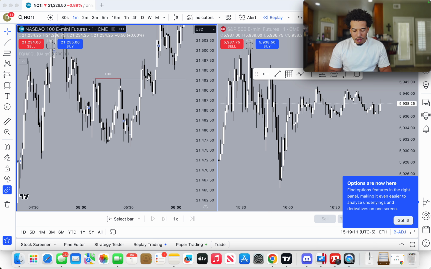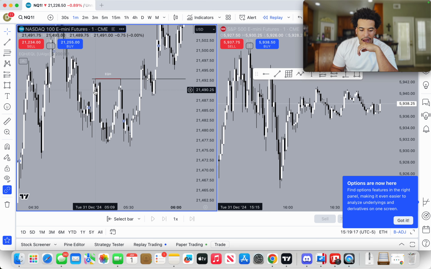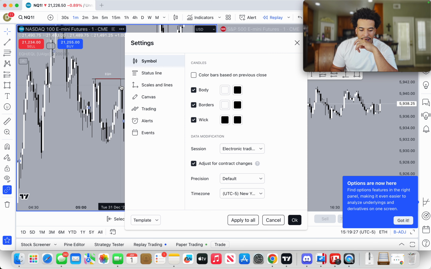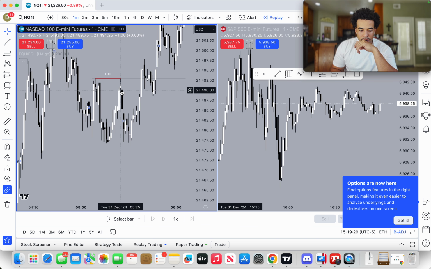Let me move this. So right where it says NASDAQ, right under the 100 where it says H, it shows you the level of the high right here, right? It says the high is 21493, right? And then it says this high, where it says the H, 21493. So those are exact equal highs.